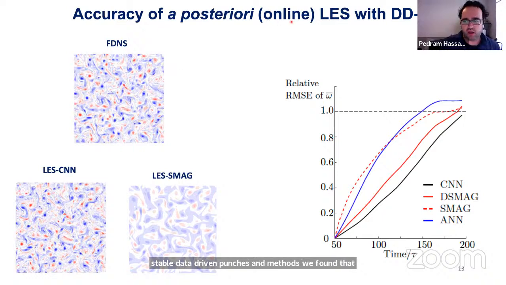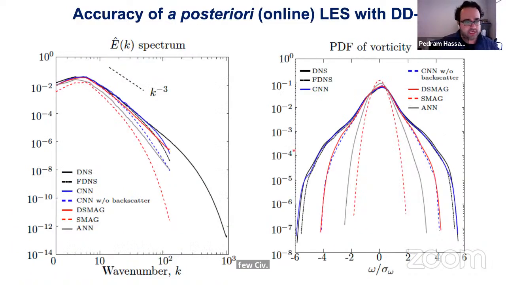So after that, once we realized how to build a stable data-driven parametrization method, we found that when we couple this and look at the online mode, the results are actually pretty good. This is a comparison of the filtered DNS, which you can consider the truth, with what the CNN does. The patterns look pretty good, much better than the physics-based models that are very diffusive. You get better results in terms of short-term forecasting. And also, you can look at the statistics, and you see a clear advantage.